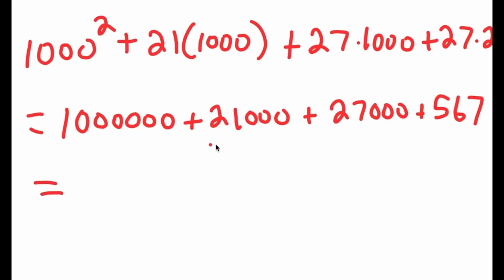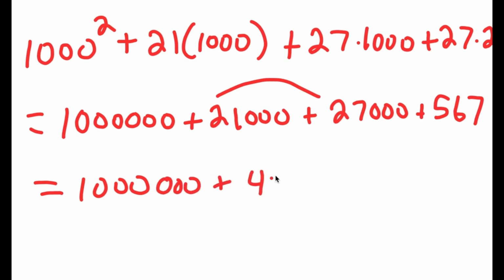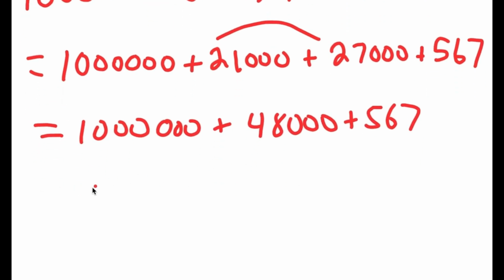Now, I'm going to add all these up. So 21,000 plus 27,000 is 48,000. So I have that plus 567, which is equal to 1,048,567.